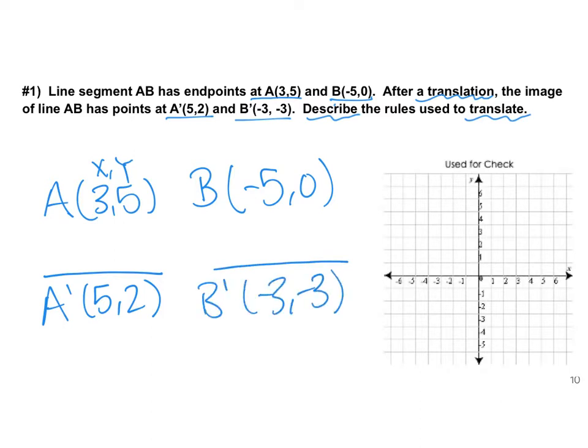I don't like these integers, so I'm going to work with A and figure out how did I get from 3 to 5? Well, that means I need to add 2. How did I get from 5 to 2? That means I need to subtract 3. So I need the words. You don't have to do the math twice. We're going to check it to make sure it works. I need the words. So this means translate.